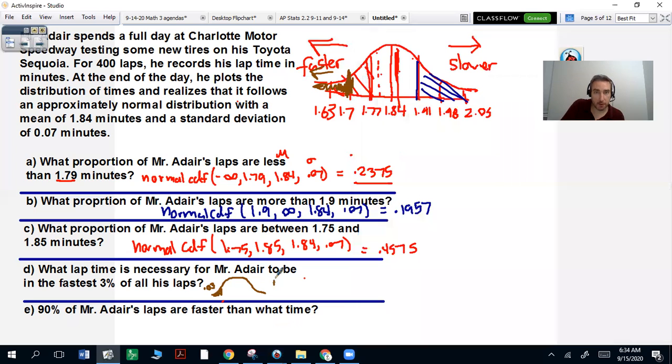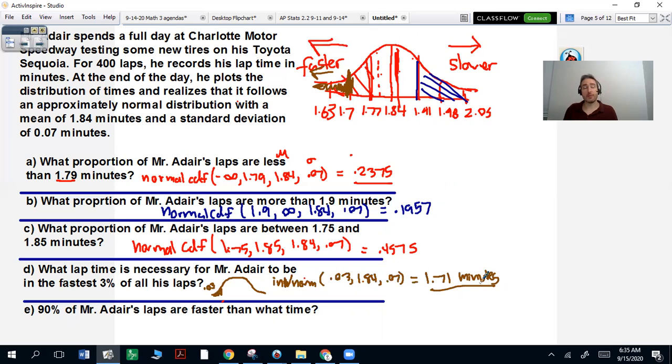So what you can write for your inputs in inverse norm, you just put your area, which is 0.03, your mean, and your standard deviation. And so the time would be 1.71 minutes. It's not a proportion, it's a time, so we have to write a unit. And remember, I'm not dealing with context when I'm writing here, but anytime you're doing a free response problem, you always want to say he would have to have a time of 1.71 minutes or less to be in the fastest 3% of all of his laps. So context is always going to be important when you're doing these.